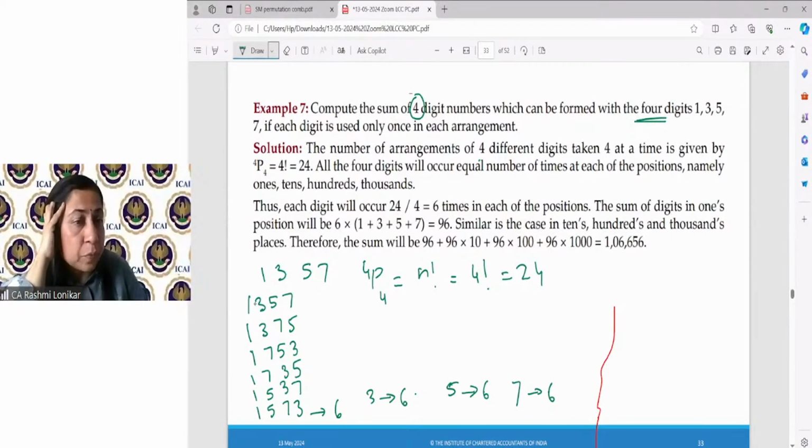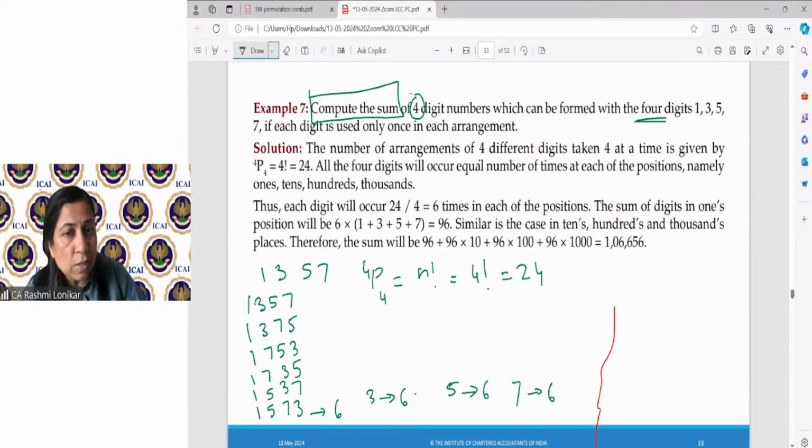Now you must always remember to read the question. Compute the sum of. They don't want how many numbers there are; had they asked that, there are 24. They want you to find the sum. So each digit will occur 6 times in each position. So you have 6 into (1 plus 3 plus 5 plus 7). How much is this? 1 plus 3 is 4, 4 plus 5 is 9, 9 plus 7 is 16. 16 sixes are 96.